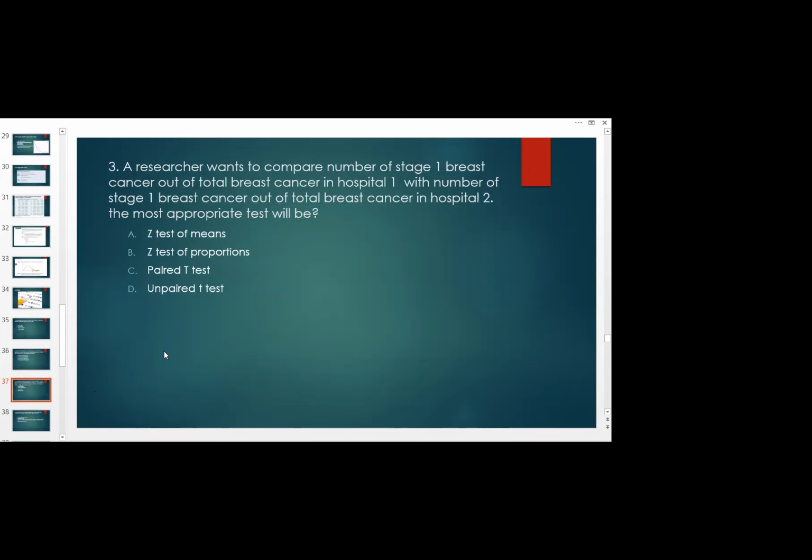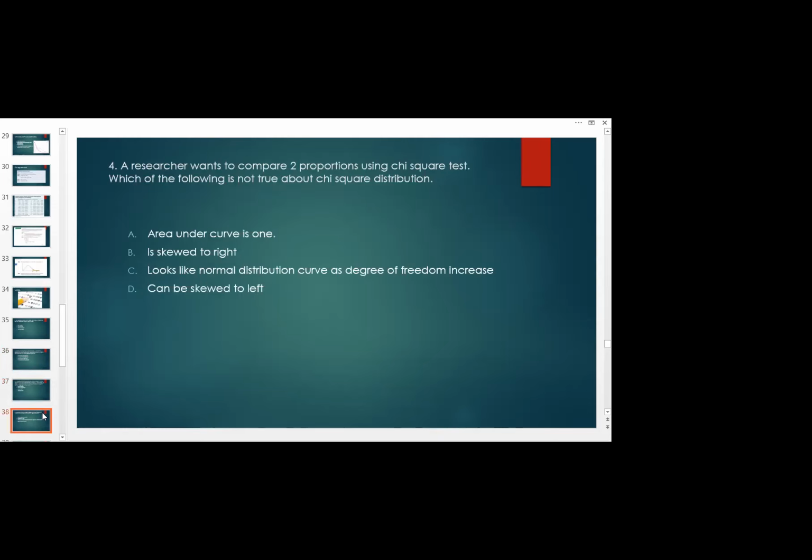A researcher wants to compare number of stage 1 breast cancer out of total breast cancer in hospital 1 with the number of stage 1 breast cancer out of the total breast cancer in hospital 2. The most appropriate test will be B. Z test. Yes, the correct answer is Z test for proportions, as in this scenario, they are taking proportions and the rest of the options are for comparing means, not for proportion.